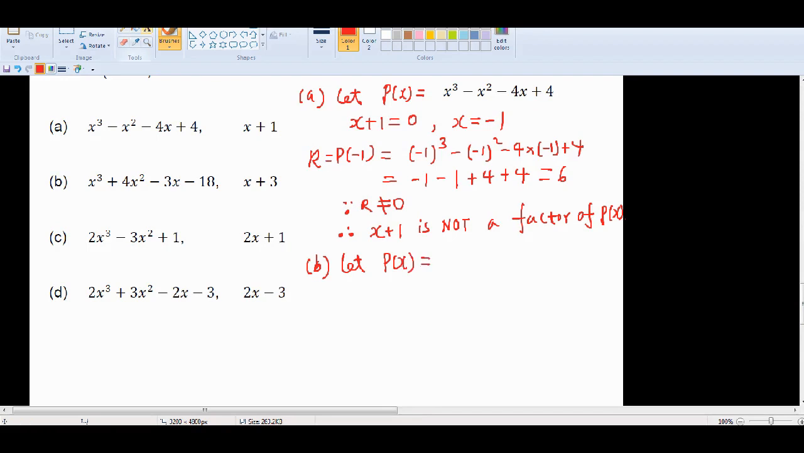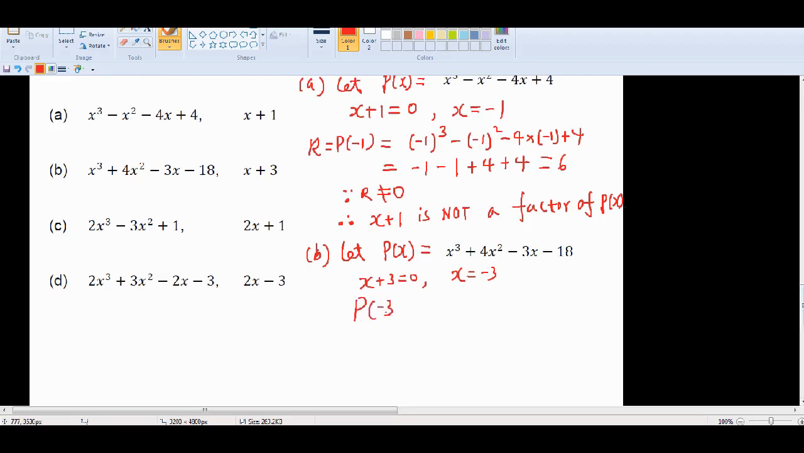In the same way, we define p(x) as our polynomial. The divisor this time is x plus 3, so let's make x plus 3 equal 0 to see what value would be for x. All good. Then we put that minus 3 into polynomial p, and that's actually the remainder you are looking for.